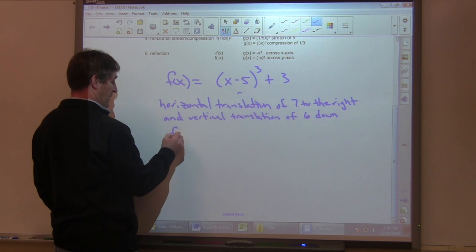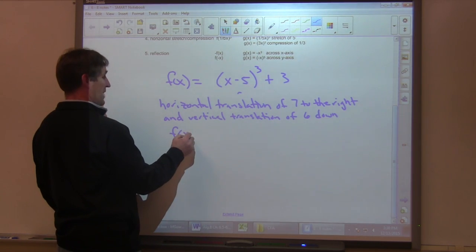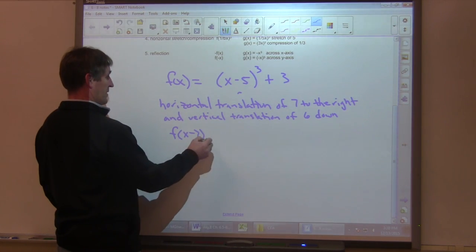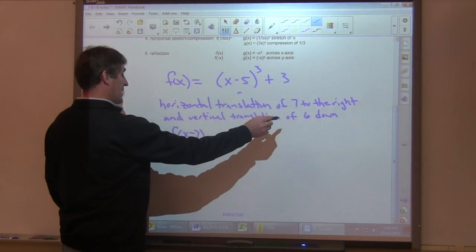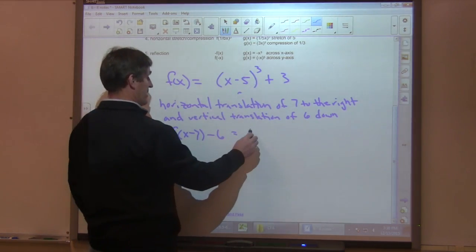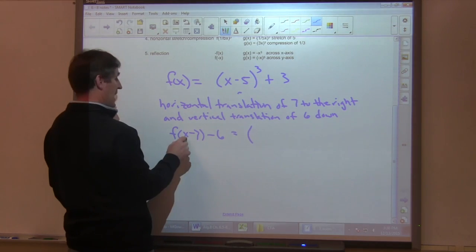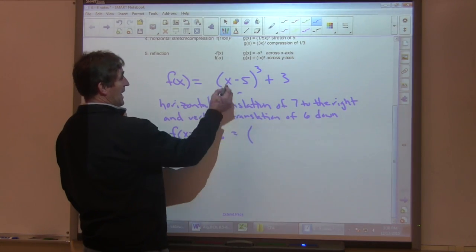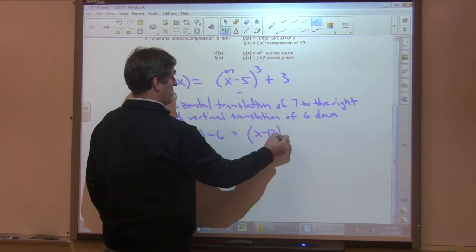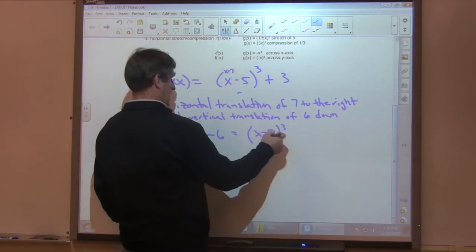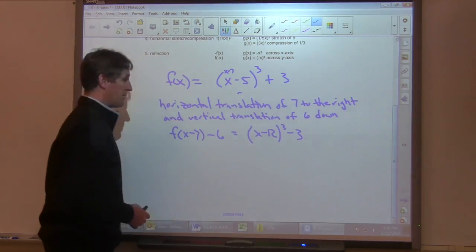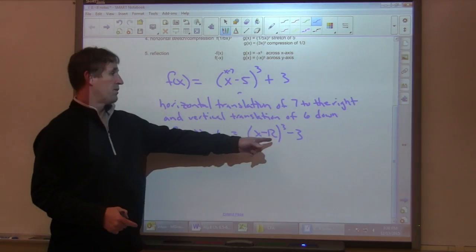So that's like doing f of, we're going to go to the right, so x minus 7. And then we're going to subtract 6 from this. And so now when we plug that in, remember we're putting x minus 7 in for x. So we get x minus 7 here, minus 5, which would be x minus 12 cubed. And then we're going to take 6 and subtract it from 3, and so we get minus 3. And so that would be our new function.